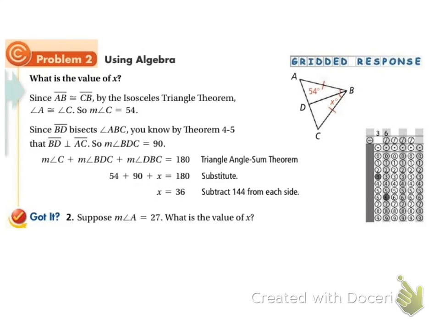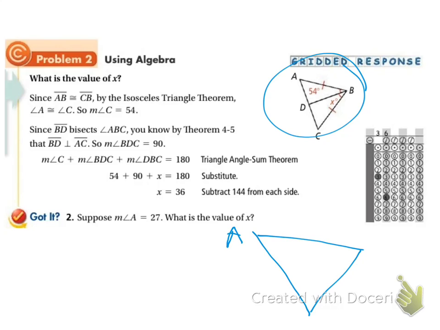Alrighty, so we're just going to use our got it problem here. Looking at this triangle. So suppose instead that angle A was 27. Okay, so maybe I'll just redraw it for us. These are congruent. And this is 27 degrees. And I'm trying to find that guy, X.